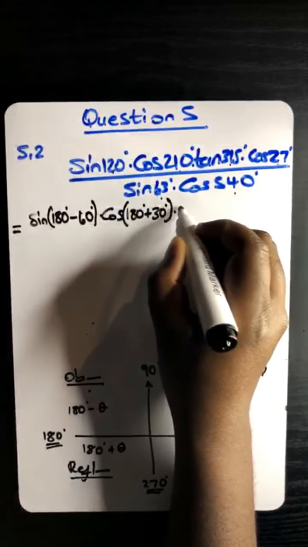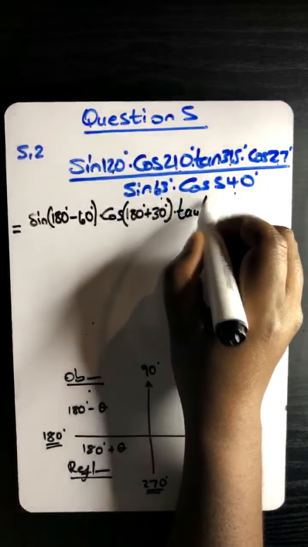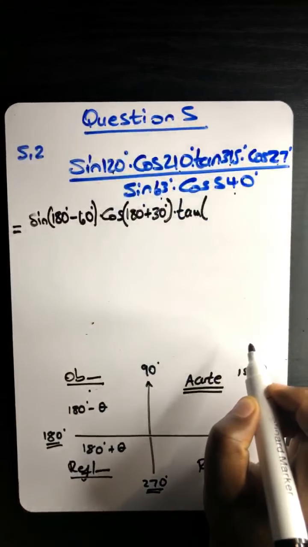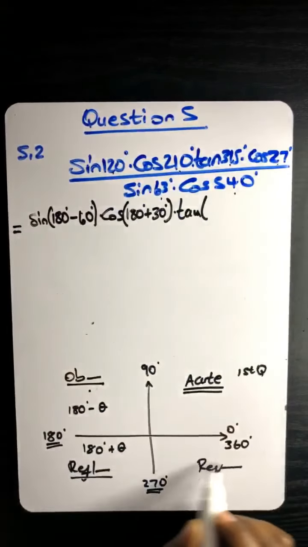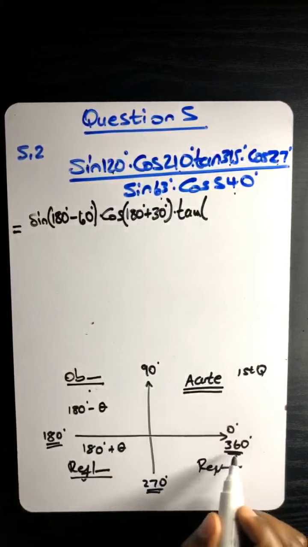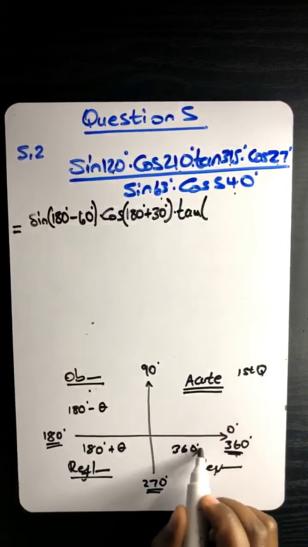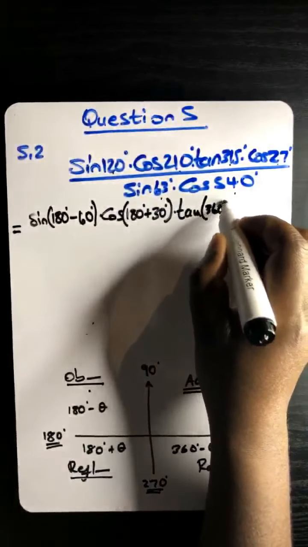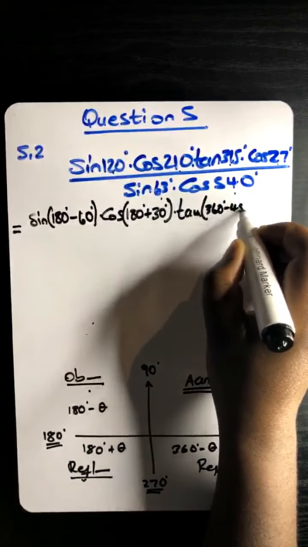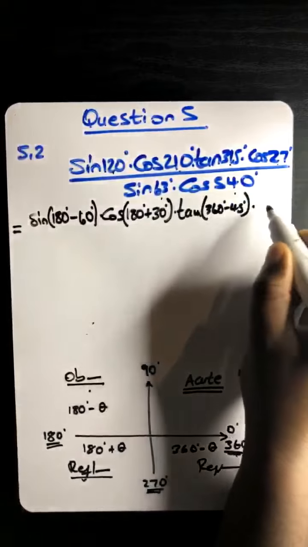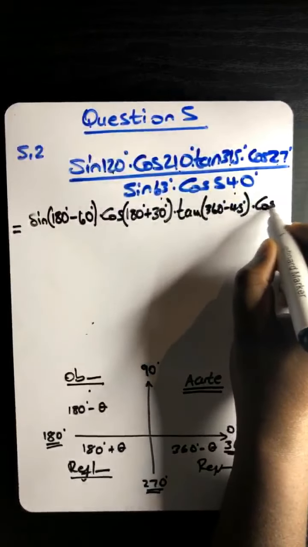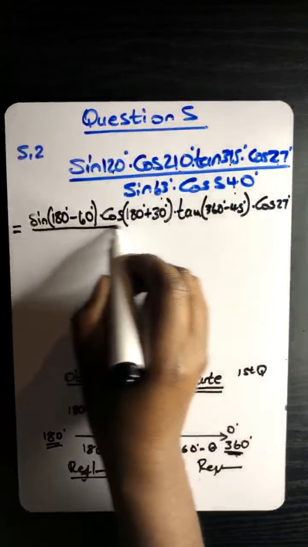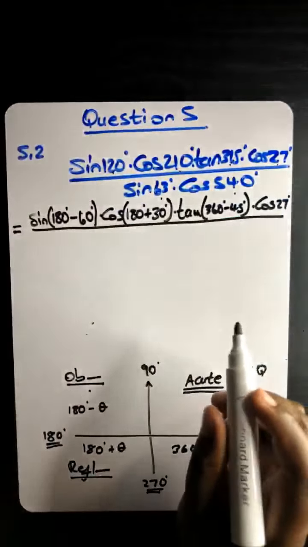So now we go to tan. It falls here, so it's 360 minus. Is 360 minus what? Is it 45? Yes, it is. 360 minus 45, times cos of 27. That one for now I can just leave as it is. Why? Because it's already reduced. It's an acute angle already.